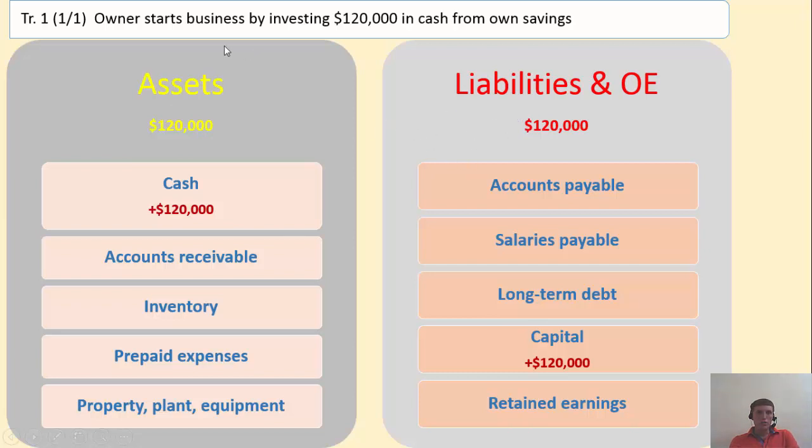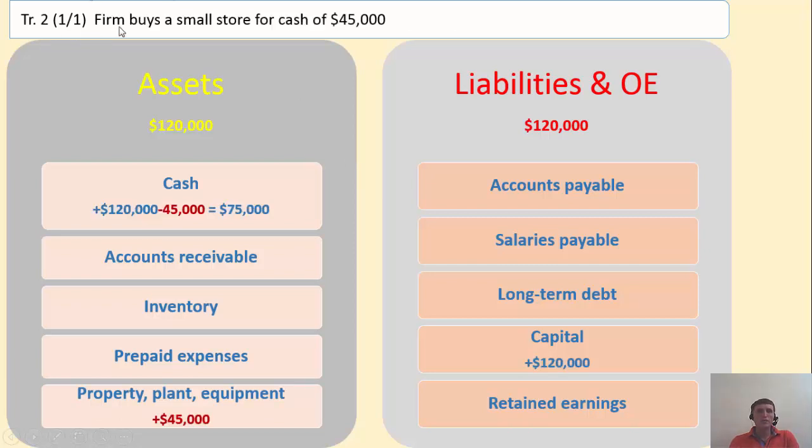So we analyze the transaction in terms of its effects on different assets and different liabilities, and we make sure that the accounting equation stays correct, stays balanced. Next transaction, firm buys a small store for cash of $45,000. Now, the firm has paid cash in this case, $45,000, so this has to be deducted from the cash amount. Right before this transaction, it had $120,000 minus $45,000 cash. Now it has $75,000 cash.